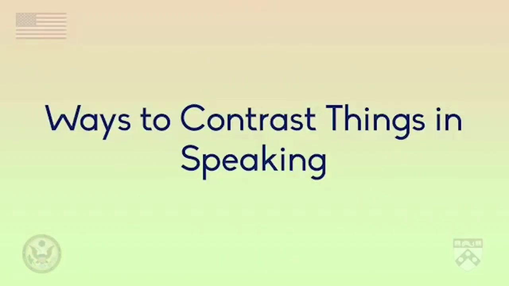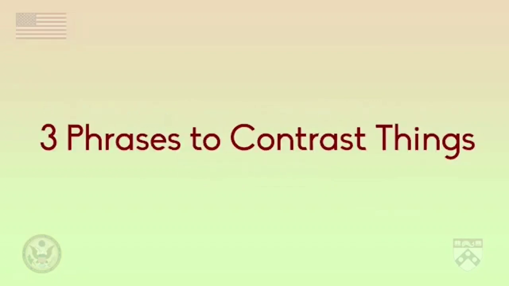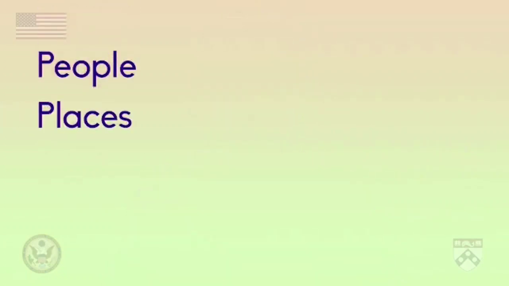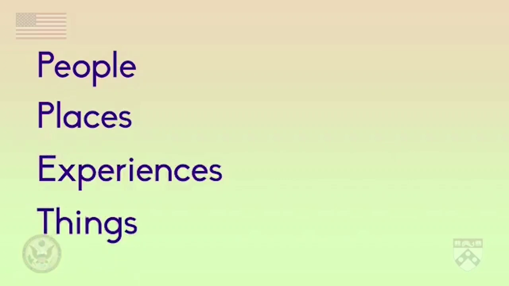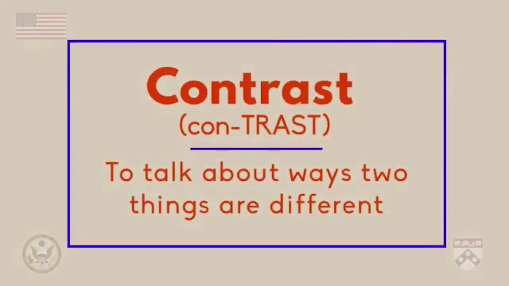In this video, we're going to talk about ways to contrast different things in speaking. We use certain phrases to discuss things that are similar or different. We often use these phrases as a way to explain the differences between two or more people, places, experiences, or things. Let's look at 3 phrases used to contrast two things. To contrast things is to talk about how they are different.